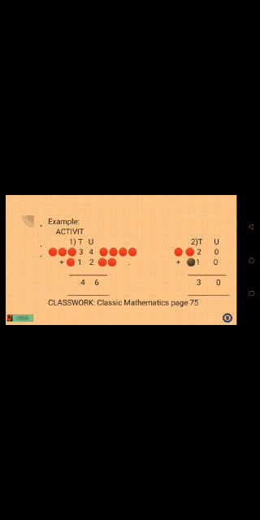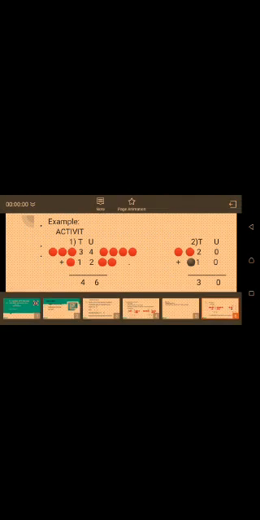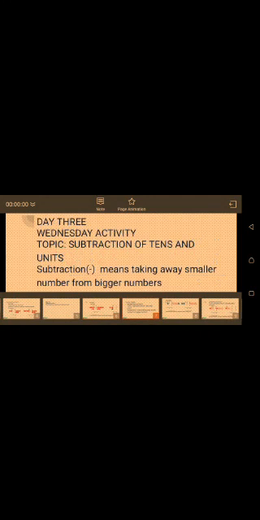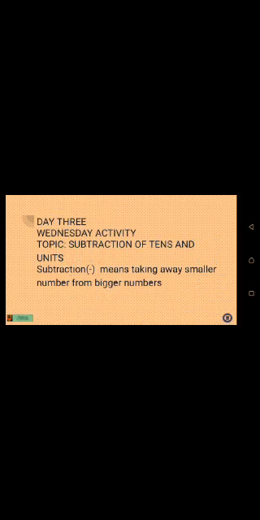Is that taken? Yes. And our activity for today is on Classic Maths book page 75. Classic Maths book page 75. Is that taken? Now we'll take the next page, which is on Wednesday.